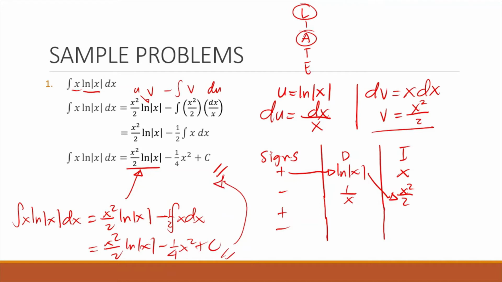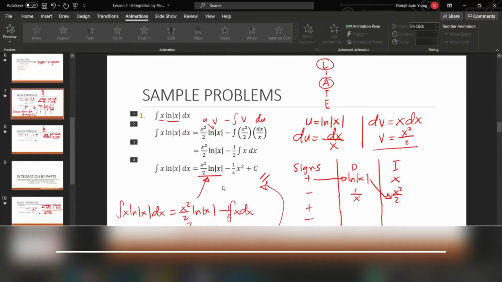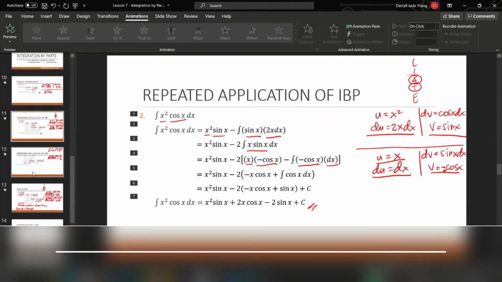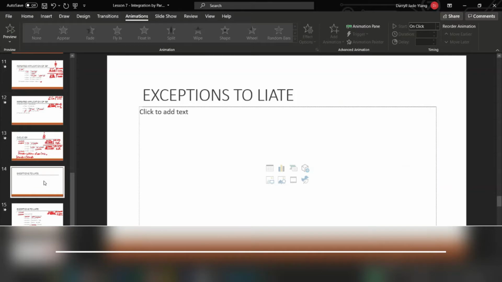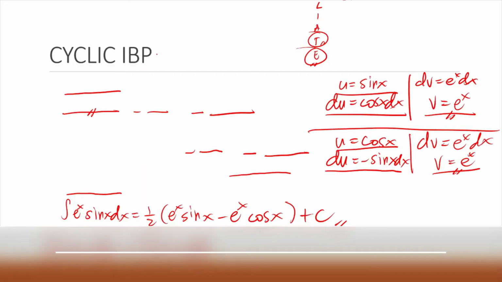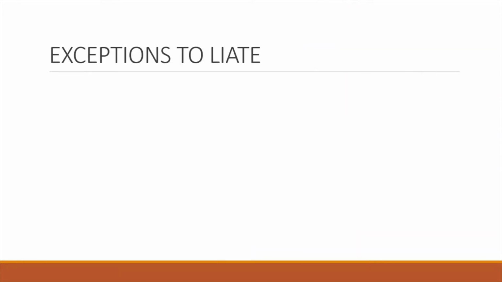Alright, so another way to apply DI method is pag cyclic na IBP. Okay, so let's see. Cyclic na IBP yung e raised to x. Sige, sulat natin dito. E raised to x sin x dx is the problem. Okay, and let's try to use the tabular or DI method, and let's see if we'll get the same answer. So e raised to x sin x dx.